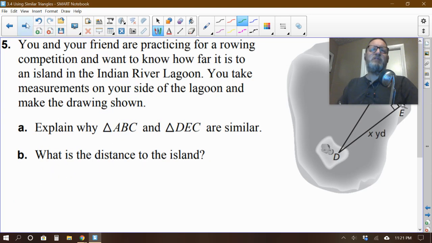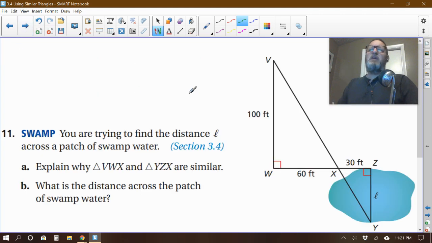Okay, that's an odd. I'm going to look at the evens. Okay, so now this is an even, but I did pick this one out. I wanted to look at one more of these to make sure you understood. Explain why VWX and YZX are similar.